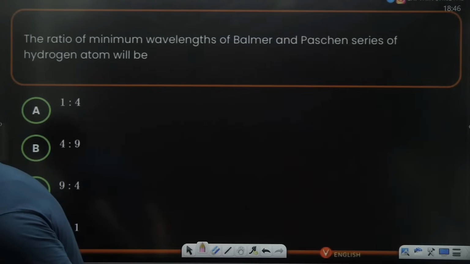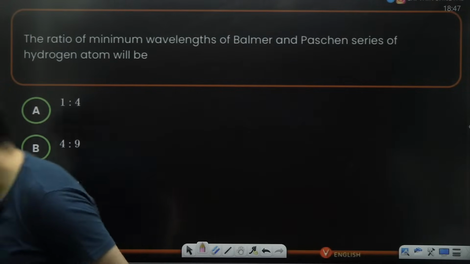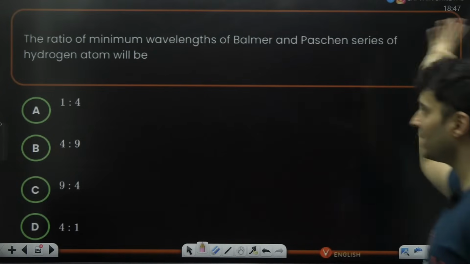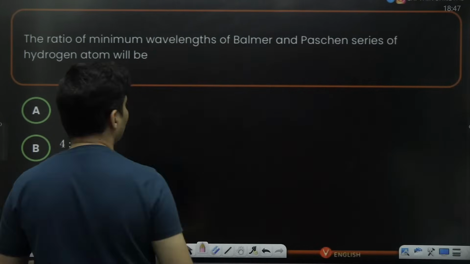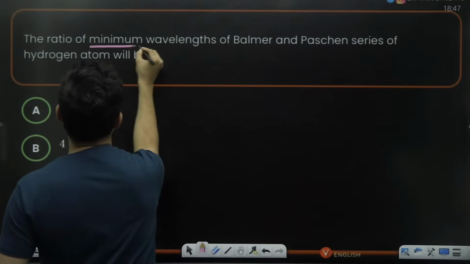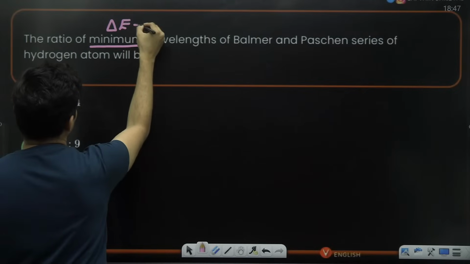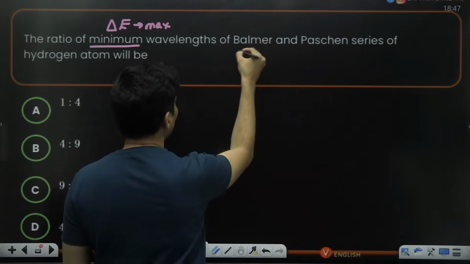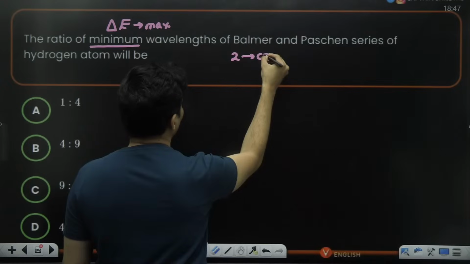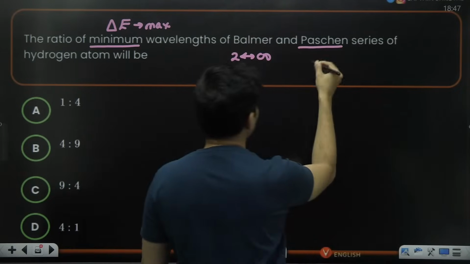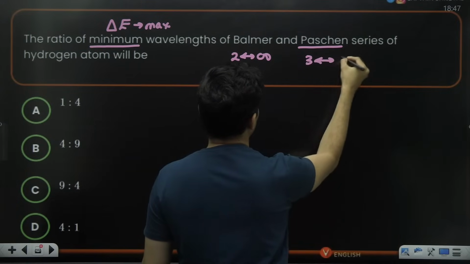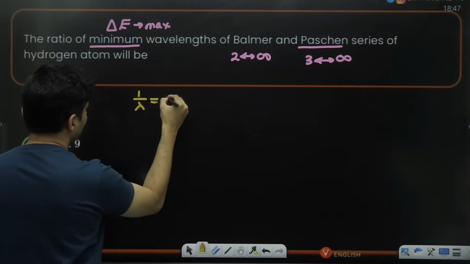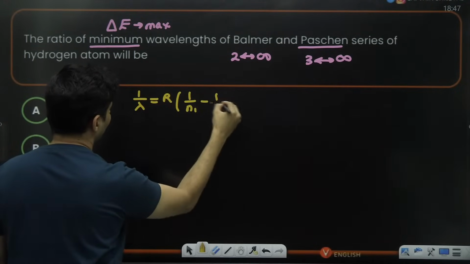Okay, great. So moving on to the next question coming up on your screen. What do we have? The ratio of the minimum wavelength of the Balmer and Paschen series of hydrogen. Balmer and Paschen. Minimum wavelength means energy difference is maximum. So maximum transition, Lyman, Balmer. Balmer is 2. So 2 and infinity will be the transition. Paschen series is 3 and infinity. Yes, that is what the transition is. And the formula that you will be using, 1 by lambda equals Rydberg constant, 1 by n1 square minus 1 by n2 square.